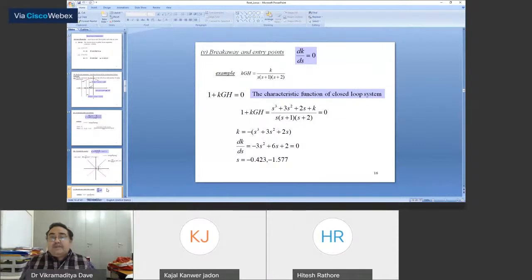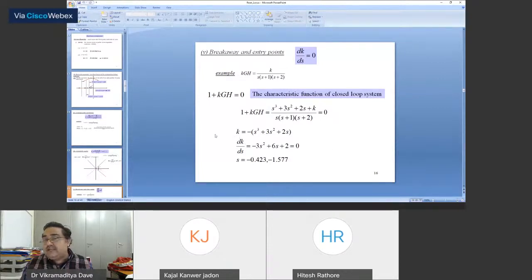Now there is something called breakaway and break in points, or entry points. So how to find out the breakaway? With the help of the open loop transfer function, you will form the characteristic equation, that is 1 plus G(s)H(s) or 1 plus K G(s)H(s). Once you have found it, equate it to 0, and then rearrange.